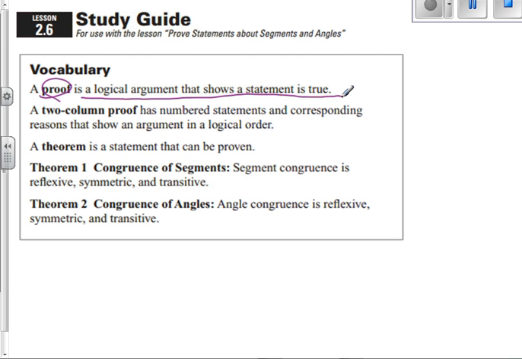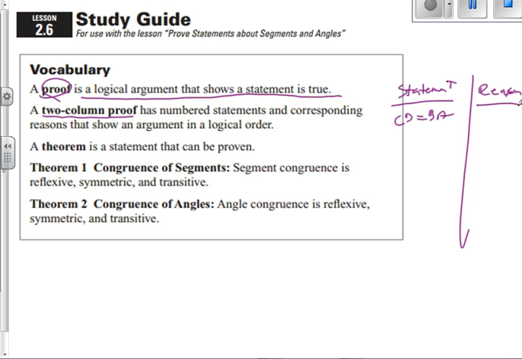Then you have a two-column proof, which is what you actually did in class today. If I look at a two-column proof, you have the statement, such as CD is equal to BA, and then you have a reason, and this is where you do your definition, your postulate, your theorem, or given. That would be a two-column proof. And a theorem is a statement that can be proven.